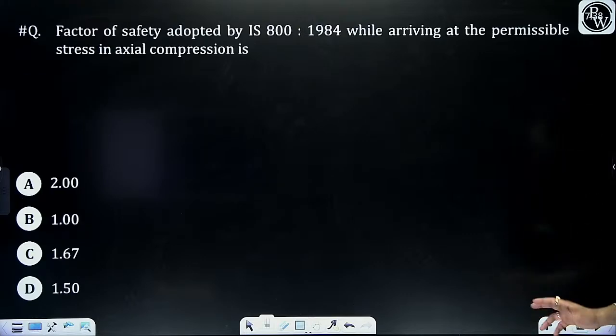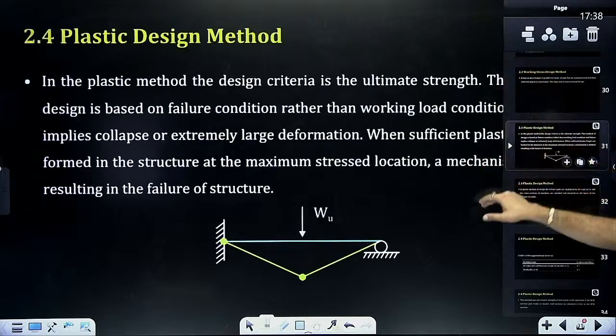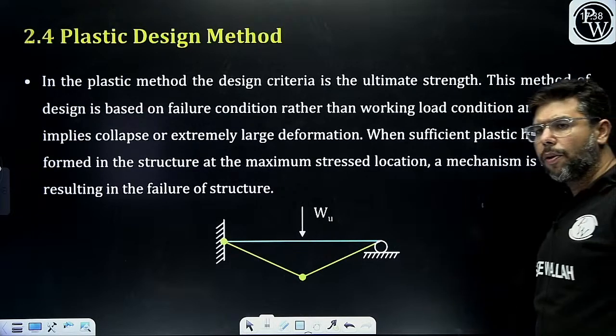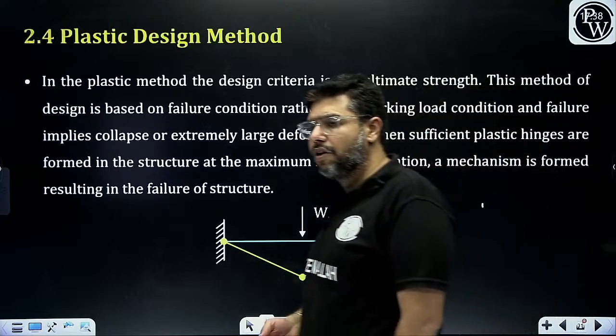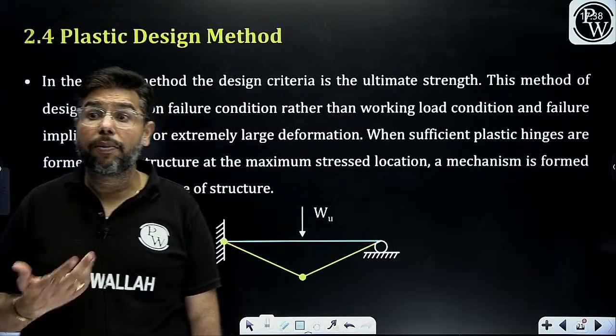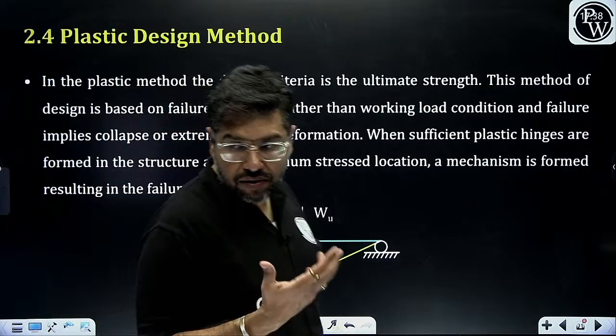Okay, let's proceed further. This question was not that important. This was all about the working stress method of design. Now, let's talk about the plastic method of design. It is also known as the ultimate load method. Here we talk about ultimate collapse. See, this I will cover in plastic analysis as well.